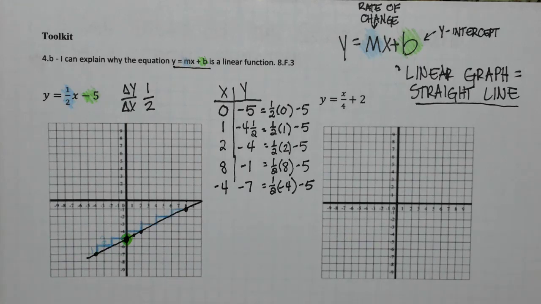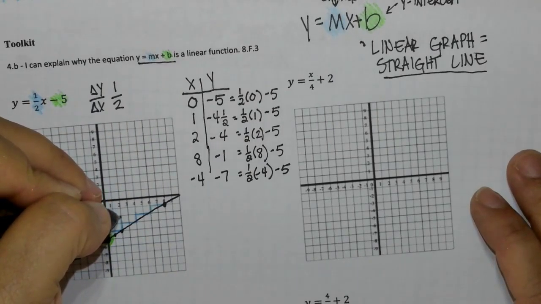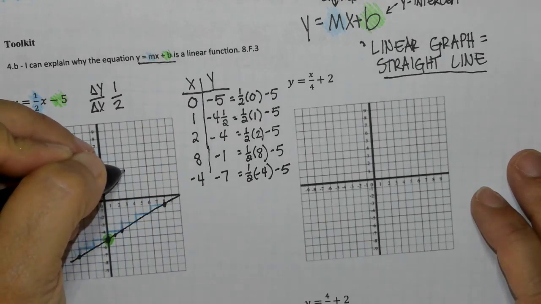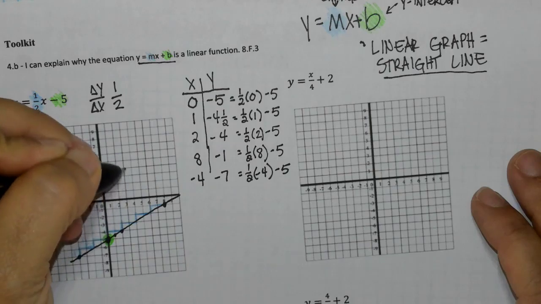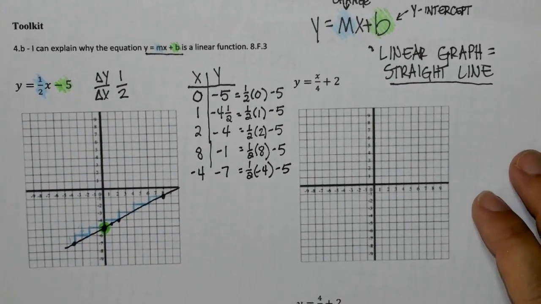The rate is not up 2 and over 1 and then doing something different, like, for example, up 5 and over 1. That would give us a curved line if we were looking at that. Okay? Moving on to the next one.